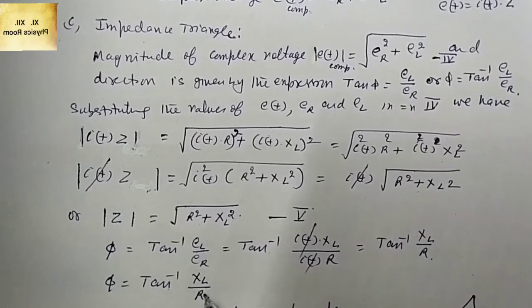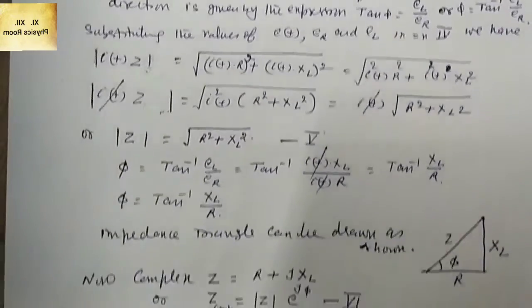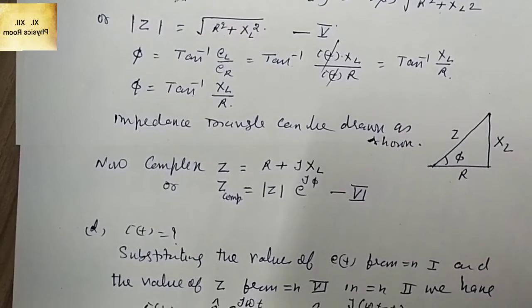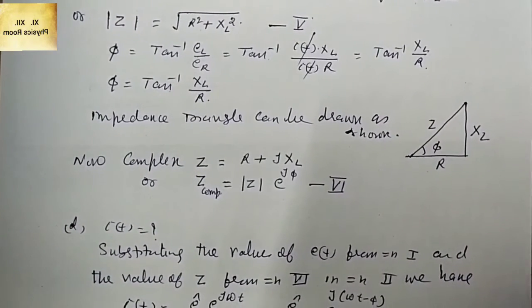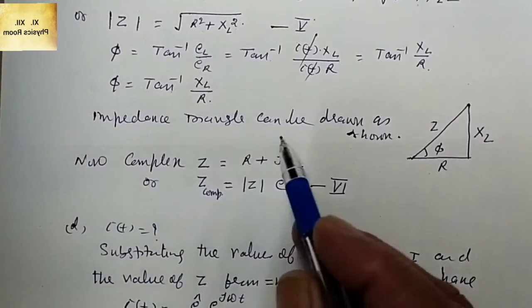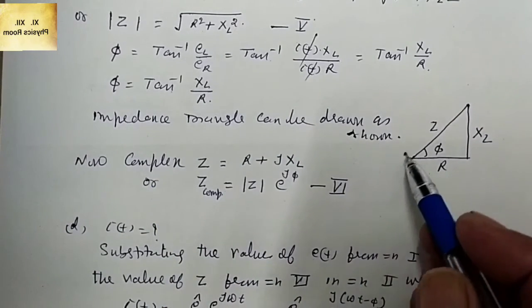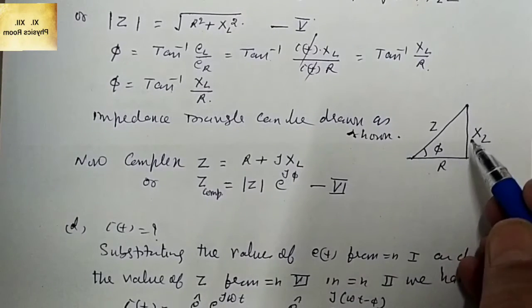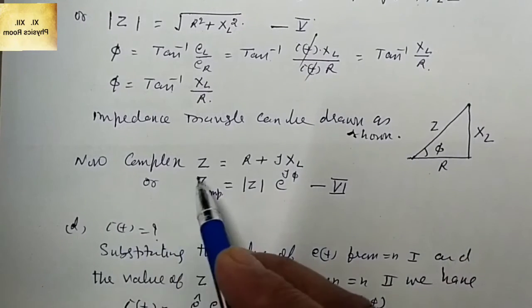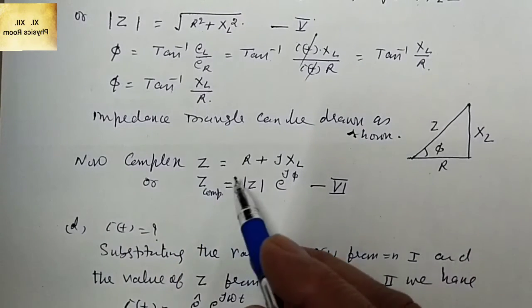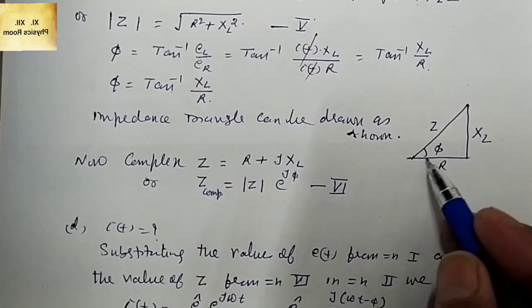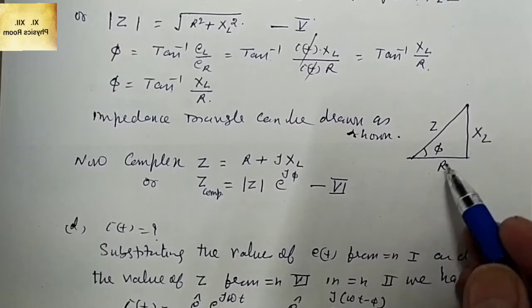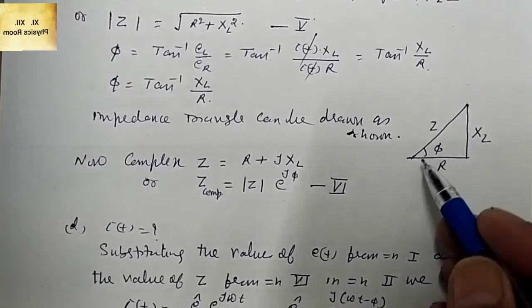Phi is equal to tangent inverse XL by R. Now the impedance triangle can be drawn as shown: R, XL, Z. Now complex Z will be equal to R plus jXL. j means 90 degree rotation, so XL is perpendicular to R, and Z is the resultant of the two.